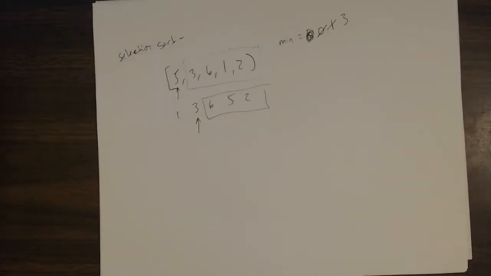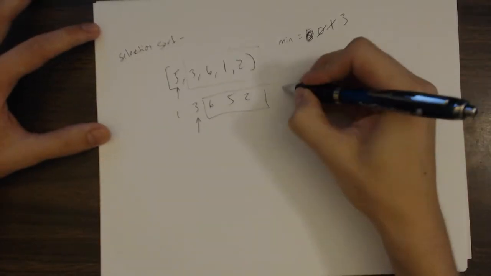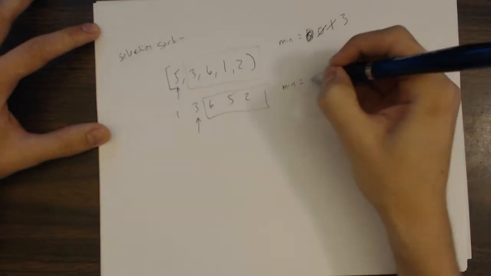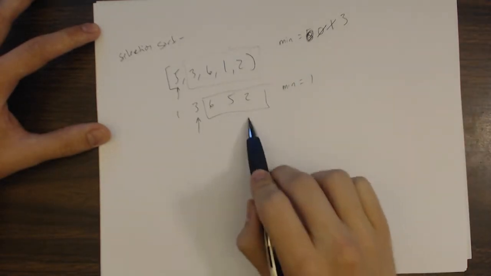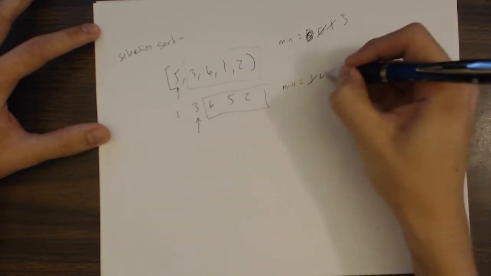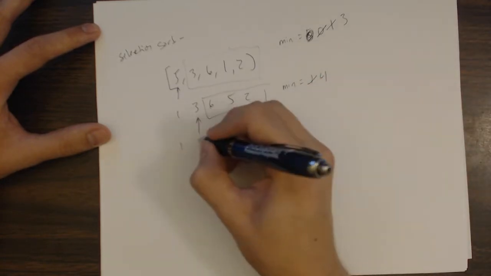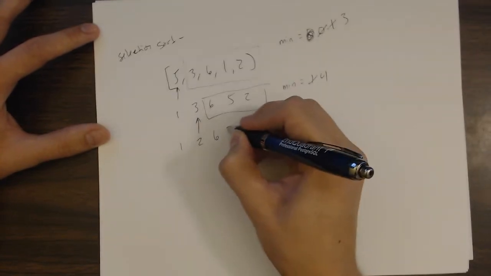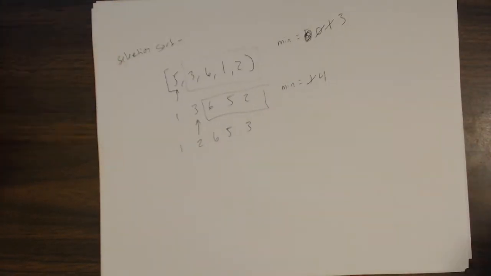I think you get the idea from there. We would say min equals 1. We would keep checking here. We would see that 2, 3, 4 is the smallest one. That gets swapped. 1, 2, 6, 5, 3, and so on and so forth. And that's a pretty basic sorting algorithm.